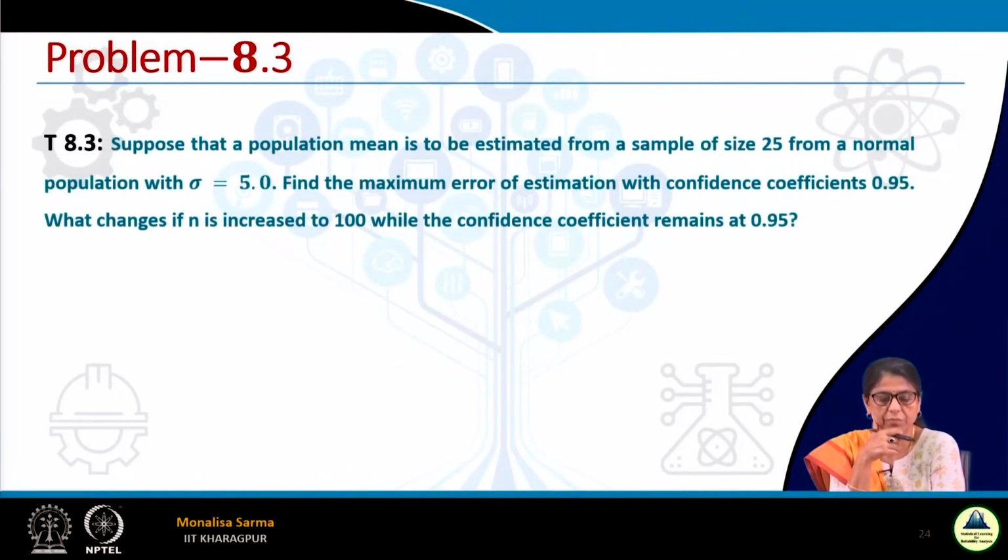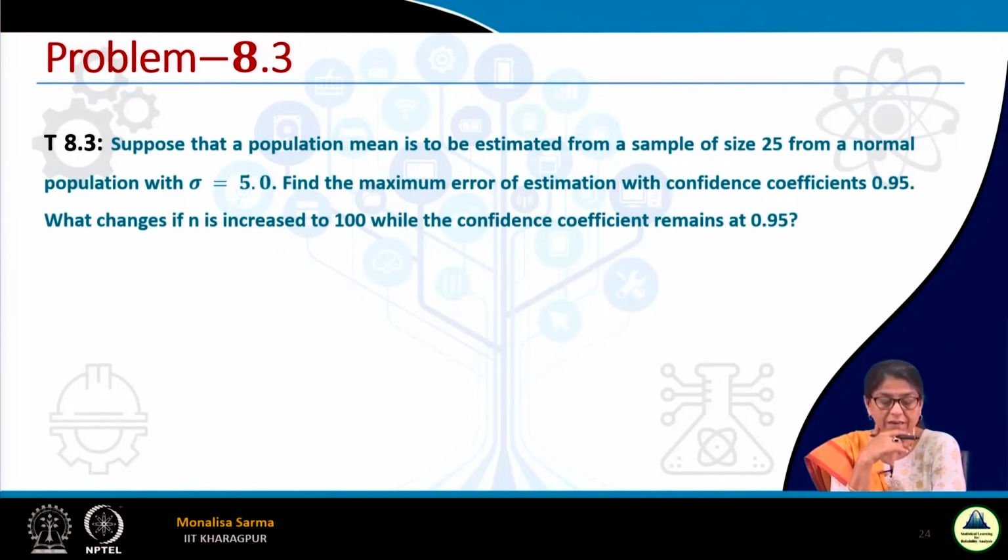Similar type of question. Suppose that a population mean is to be estimated from a sample of size 25 from a normal population with sigma equal to 5.0. Like the previous problem, we don't have any hypothesized value for the population mean, so we just have to estimate it from the sample. Find the maximum error of estimation with confidence coefficient 0.95. Basically, we have to find the width.